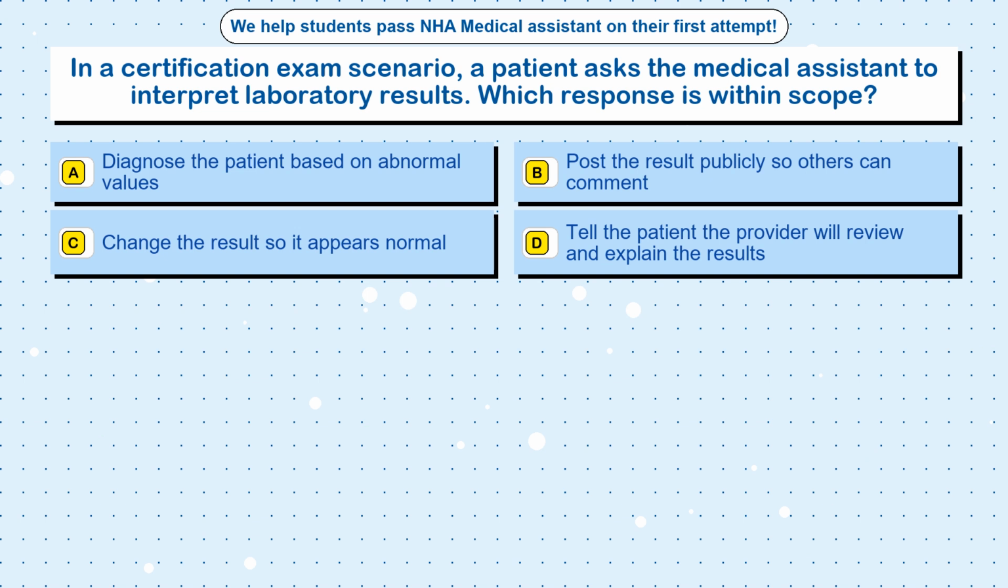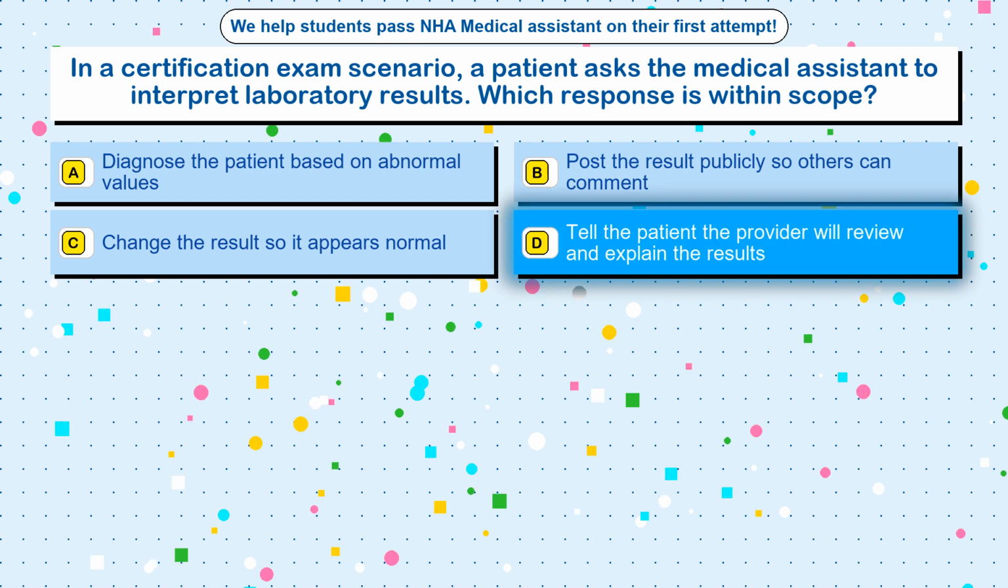Question 66. In a certification exam scenario, a patient asks the medical assistant to interpret laboratory results. Which response is within scope? Option A. Diagnose the patient based on abnormal values. Option B. Post the result publicly so others can comment. Option C. Change the results so it appears normal. Option D. Tell the patient the provider will review and explain the results. The correct answer is option D.